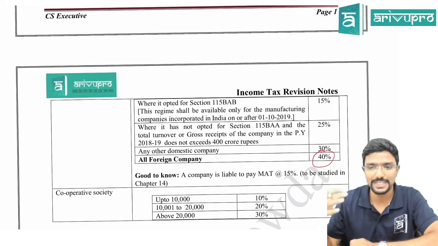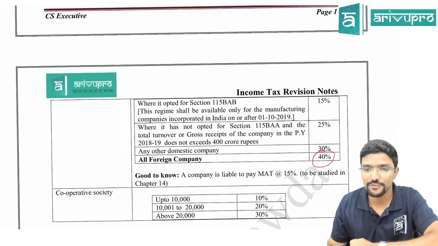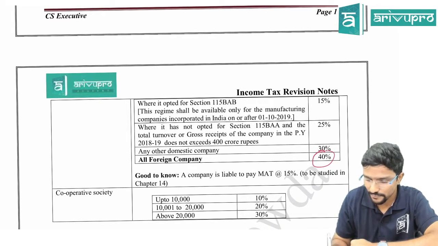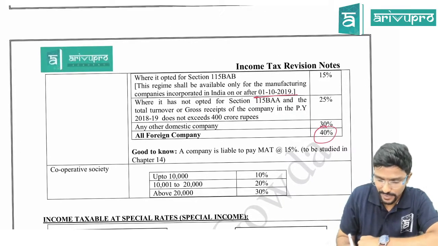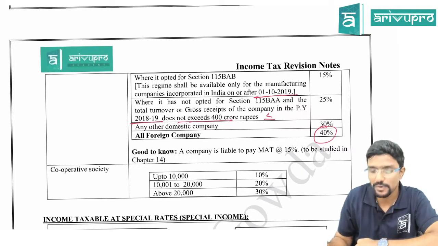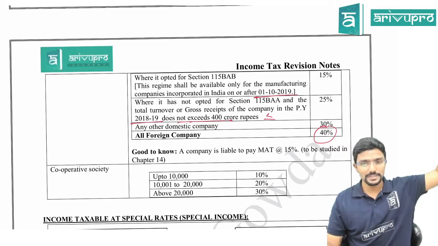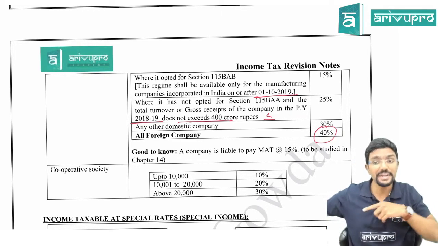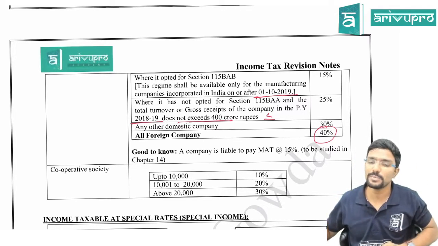Okay, next, what are these sections or schemes? Where it has opted for section 115BAB, 15%. This you can opt only if you are a manufacturing company set up on or after 1st October 2019. Then where the turnover of the company in the previous year 18-19 does not exceed 400 crore, that is, it is less than or equal to 400 crore in the previous year 18-19. You have to see the turnover of the previous year 18-19, but the tax rate will be applicable for which year? 2021. 18-19 is just for reference sake, that's all. So the tax rate will be 25%.